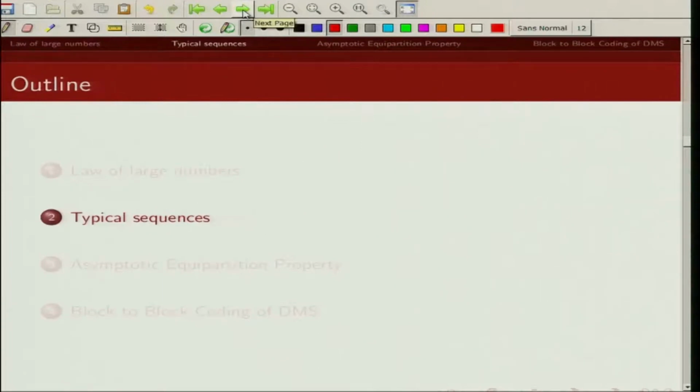So now we have developed the expressions that we need to prove some of our results. So now let us talk about what is a typical sequence, and then we will prove some properties of typical sequence, and subsequently we will see what is the consequence of typical sequence for block to block length coding.